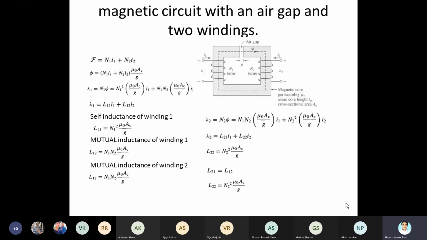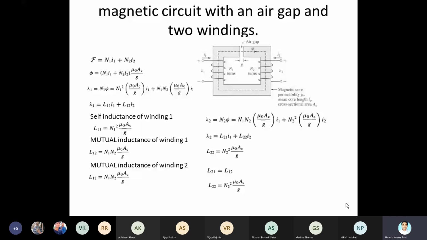So now here you see that the flux linkage lambda 1 is N1 into phi. फ्लक्स लिंकेज क्या होता है? N phi इक्वल टू Li, ऐसा ही होता है ना. तो lambda 1, flux linkage due to the primary flux, that will be equal to N1 into phi.